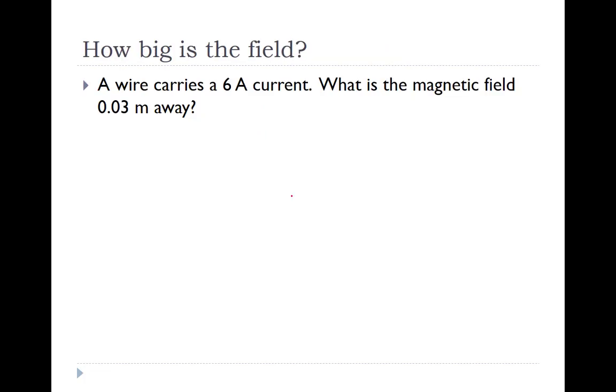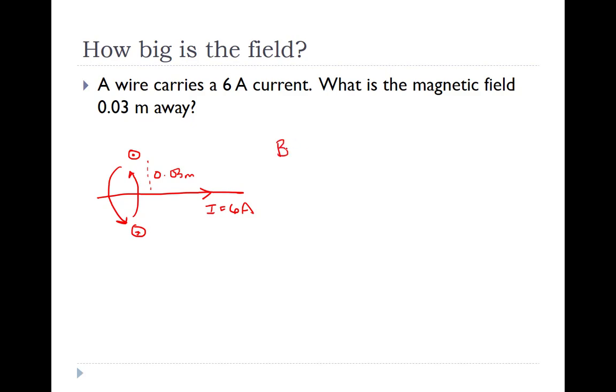Let's do a couple of examples. So here we have a wire carrying 6 amp current. 0.03 meters away, I want to know how big is the magnetic field. Now, per right-hand rule A, the magnetic field above will be pointing out at you, and below it would be pointing in.